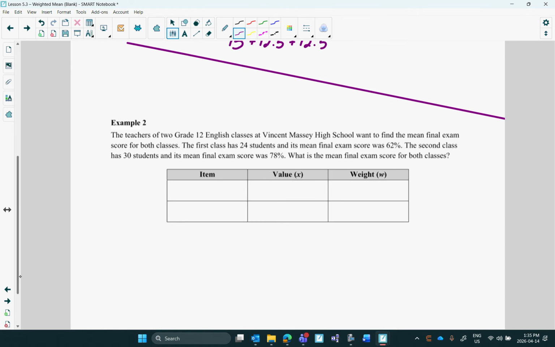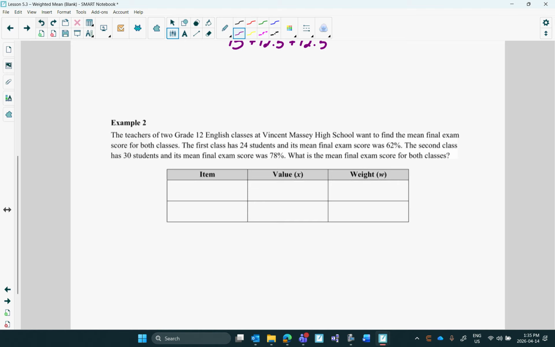Okay, this one is a little different. Teachers of two grade 12 English classes at Massey want to find the mean final exam score. Remember, mean means average. The first class has 24 students, and the mean was 62. The second class has 30 students, and the mean was 78. Why can't I just add the two classes' marks and divide by 2?